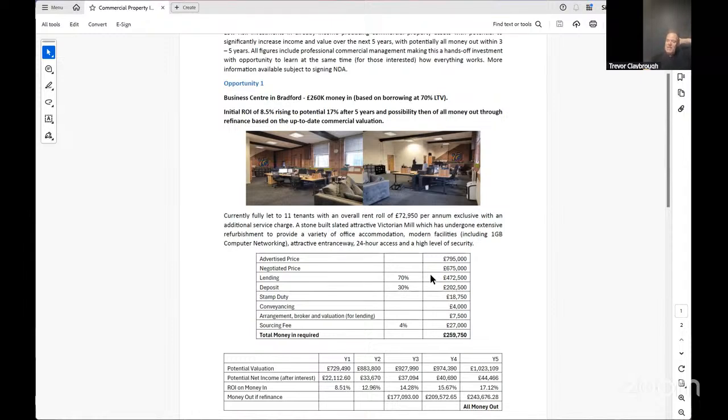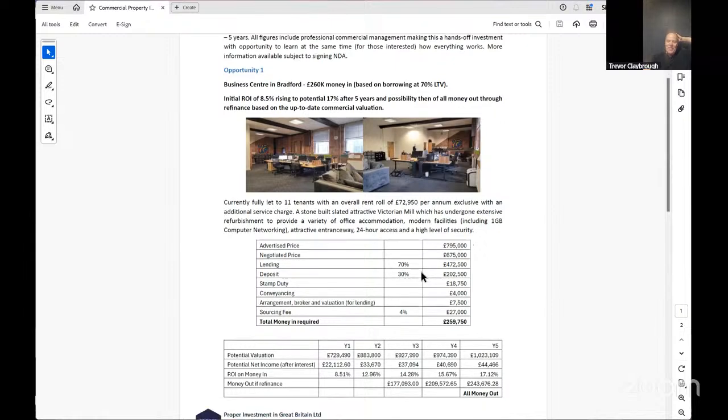Obviously, we can use lending in commercial. We're talking generally about 70% loan to value, so 30% deposit, plus stamp duty. Here, this actually is the real stamp duty. On a purchase of 675, the commercial stamp duty is going to be 18,000. For things that we're doing in residential, we know it would have been something like 40, maybe 45,000. We've got the conveyancing, all the lending fees. Obviously, on these properties, we've got a sourcing fee.